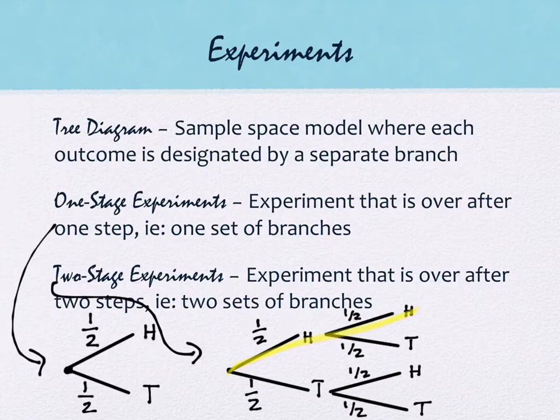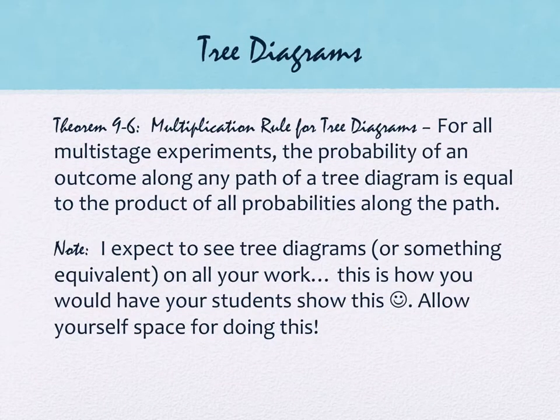So I'd like for you to put a bullet point in your notes. Actually, it's written down out here. This is what I was just talking about. Multiplication rule for tree diagrams. For all multi-stage experiments, the probability of an outcome along any path is equal to the product of the probabilities. So if I want to know the probability of getting heads and heads, I go along the head-head path, multiply the probabilities 1/2 and 1/2, get 1/4, and that's what it is.